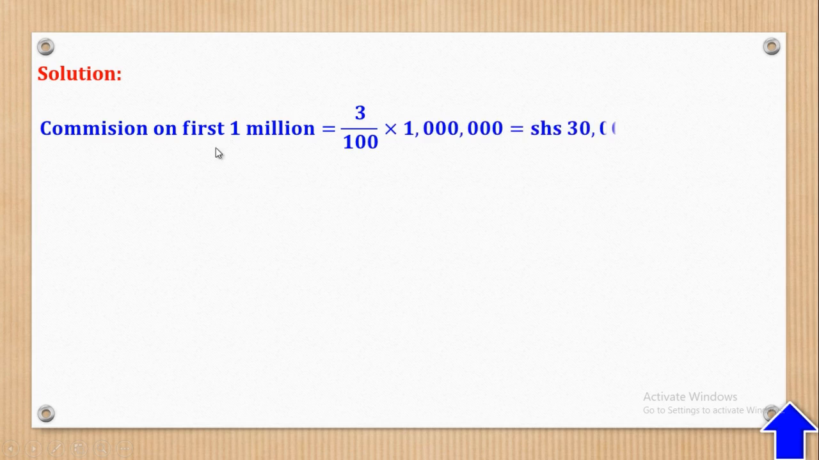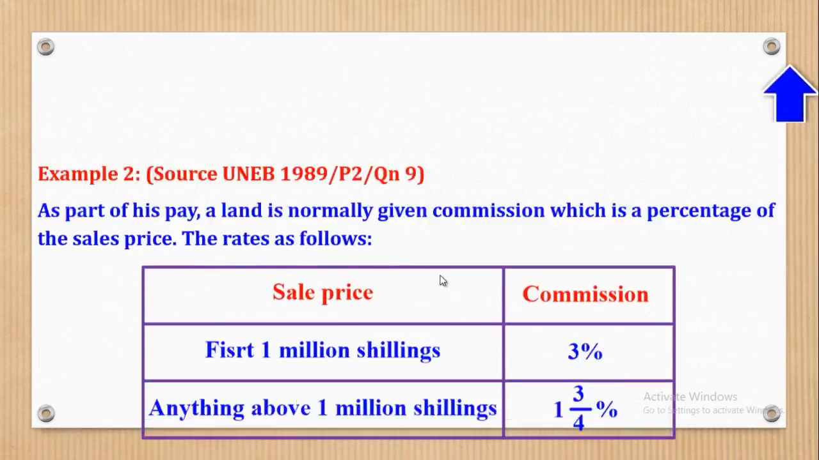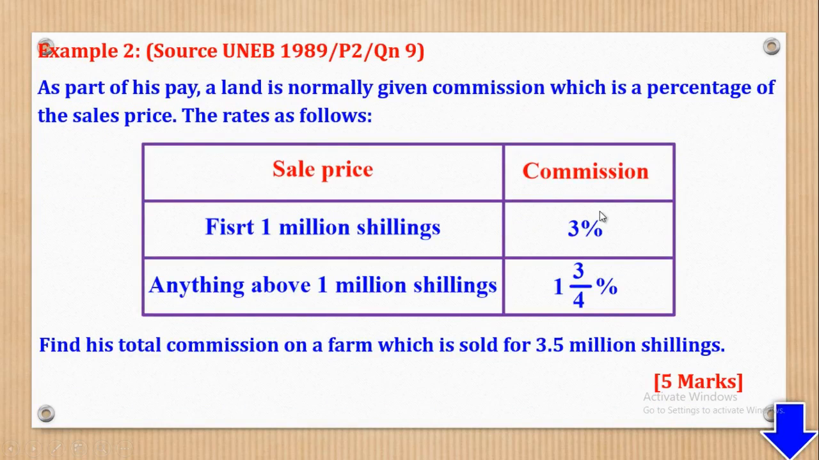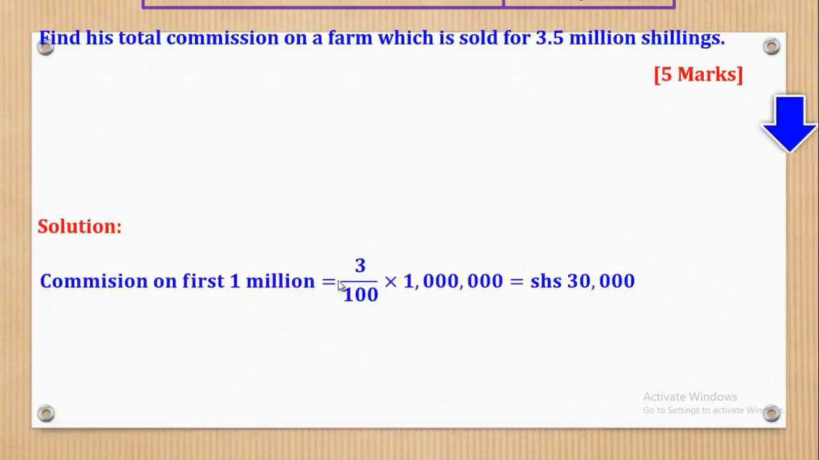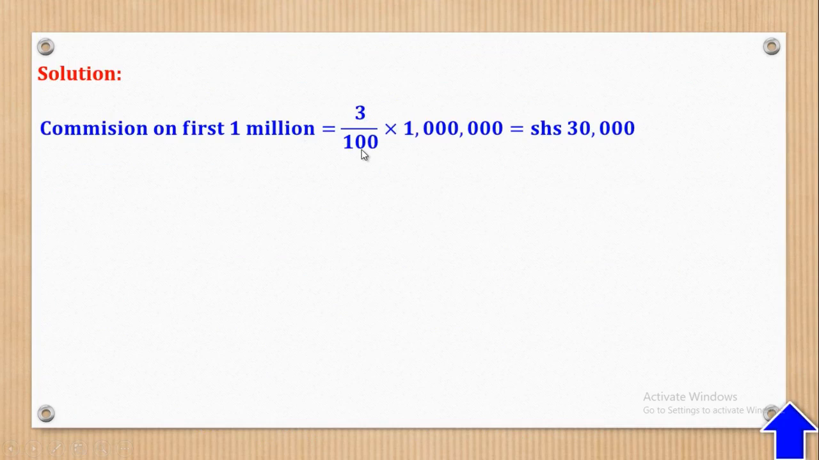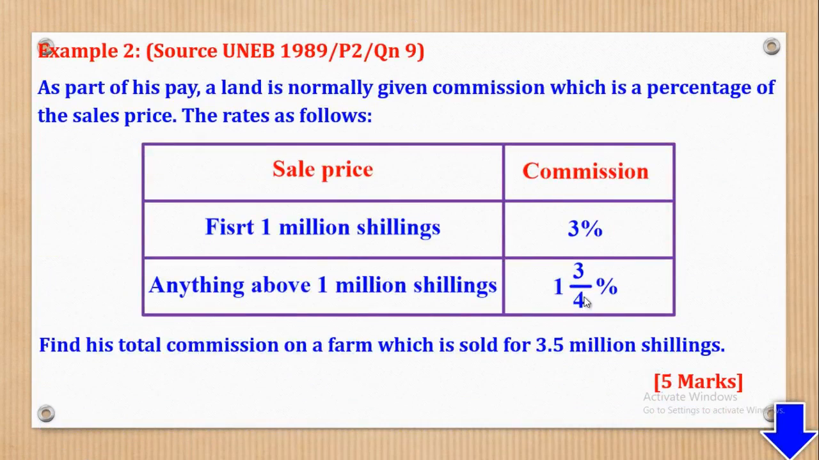So we shall first look for the commission of the first 1 million. Remember, they told us that for the first 1 million, the commission is 3% of that 1 million. So we shall come here and say that 3% of that 1 million will be 3/100 multiplied by 1 million to come up with 30,000 shillings.